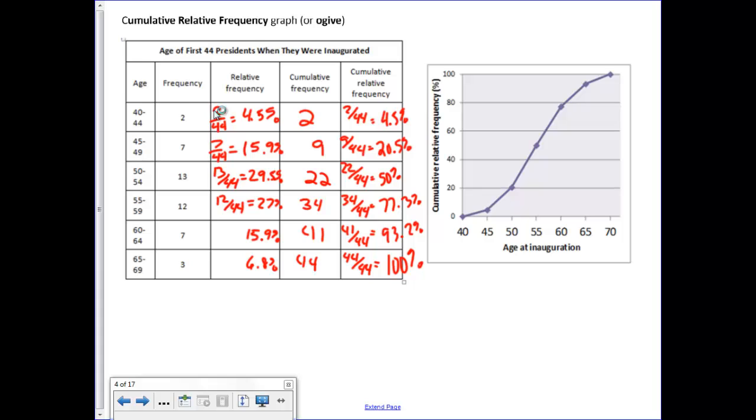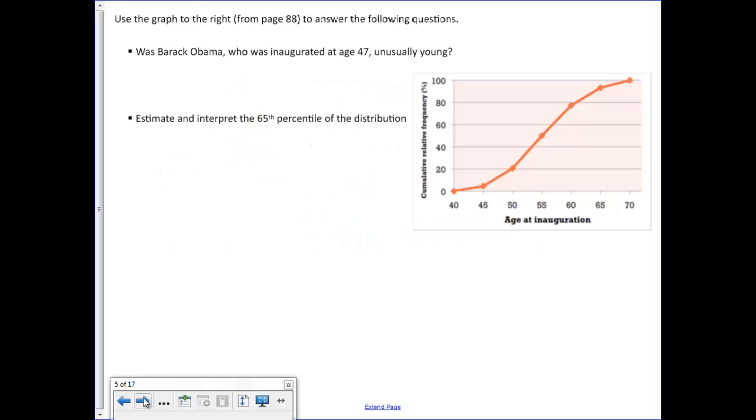So if I say, was Barack Obama, who was inaugurated at age 47, unusually young? Age 47 is roughly in here. So I can use this now to find my percentile based on all the presidents that we have information from. So here's age 47. We carry it over. That is approximately like the 11th percentile. You see how that works?